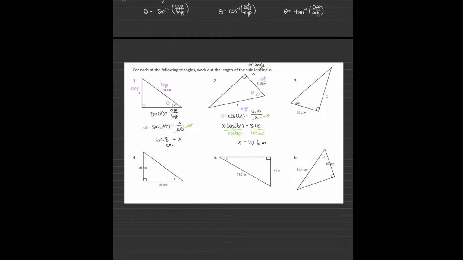Then I'm going to skip over to number 4 to show you how to use an inverse sine, or inverse function. I don't know that it's sine yet. So like all these problems, we're going to start with our labels. My angle x is my theta. So I know I'm going to need an inverse trig function because I have an angle that is my unknown. But opposite that angle is the 40, and adjacent to that angle is the 50.